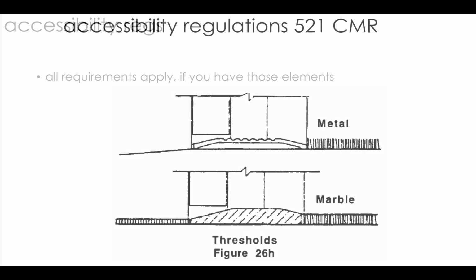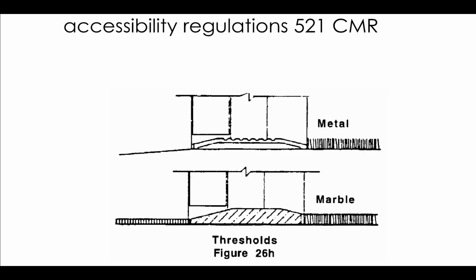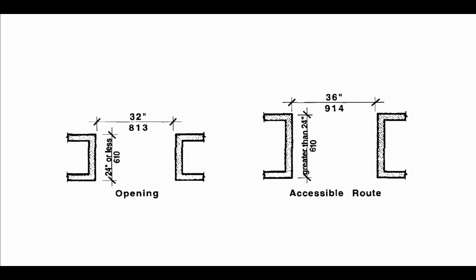And any building element that you have that is subject to accessibility regulations has to comply. So if you have a service counter or an elevator, all of those things have to comply with accessibility regs. And these are things you should be familiar with, things like the angle on thresholds, the maximum change in height on thresholds. All of these are from 521 CMR, Commonwealth of Massachusetts Regulations, the accessibility code here. Probably not news to you, minimum width of accessible routes versus just openings.